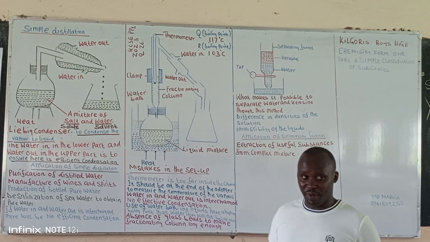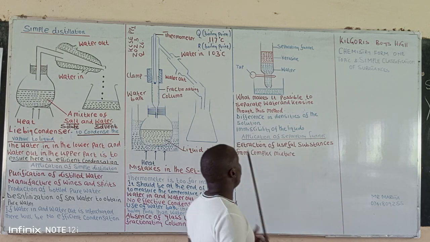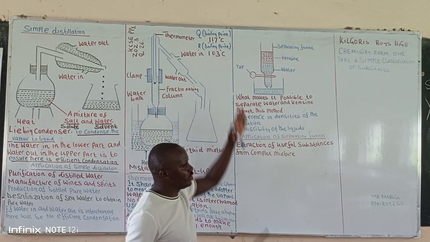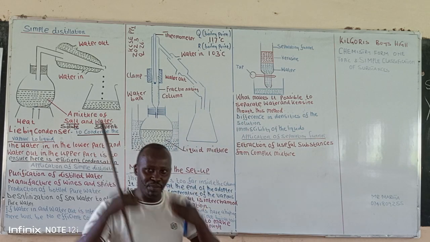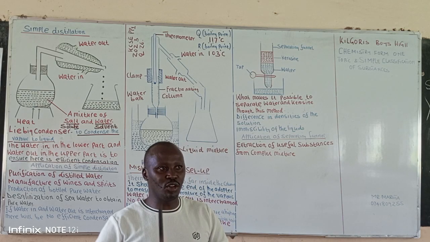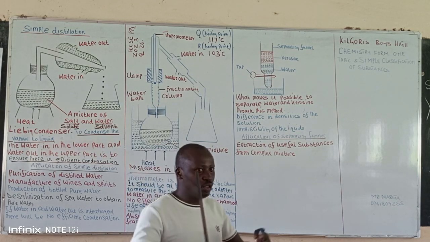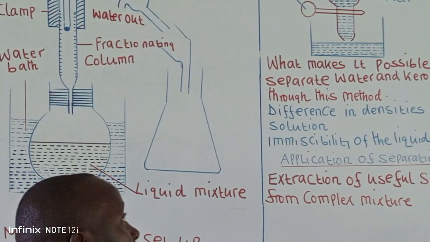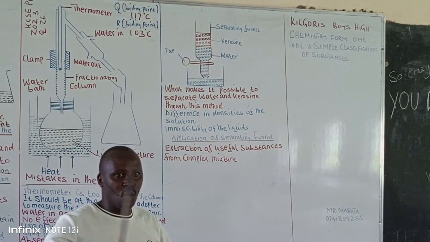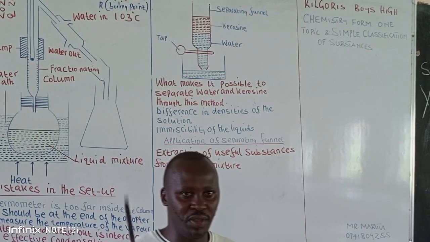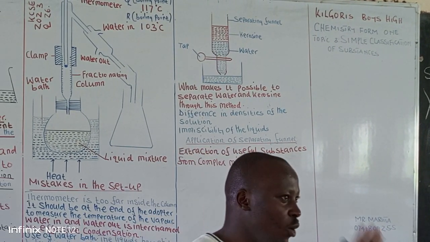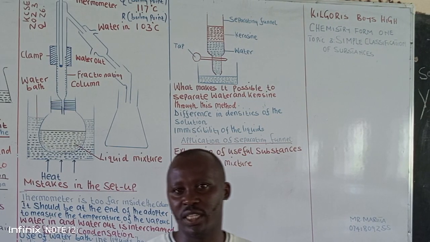So there is another separation technique here, whereby you talk of the use of a separating funnel. So if you are required to give the name of the method, it is just use of a separating funnel, whereby we have kerosene and water. Water and kerosene in that case do not mix. They normally make two layers. Why do water and kerosene not mix?